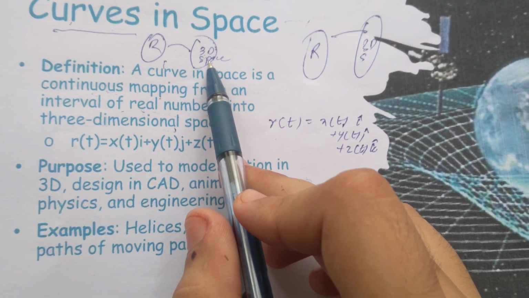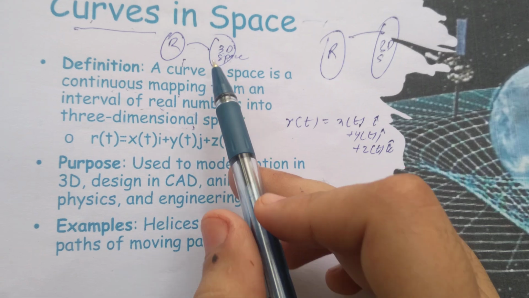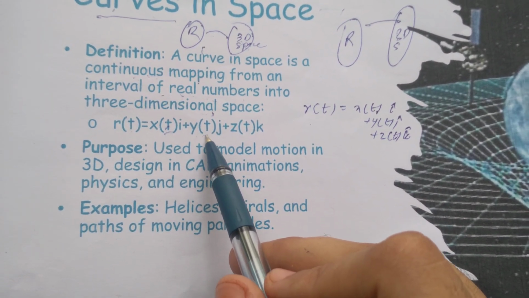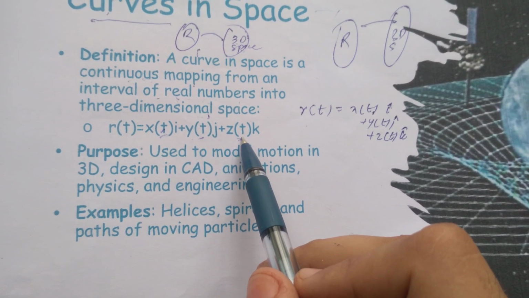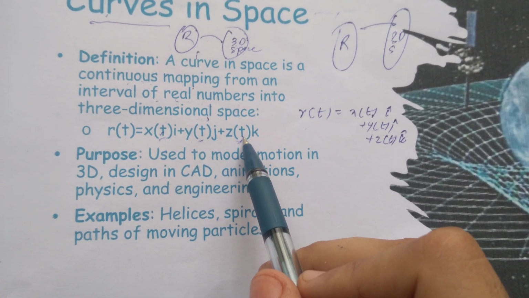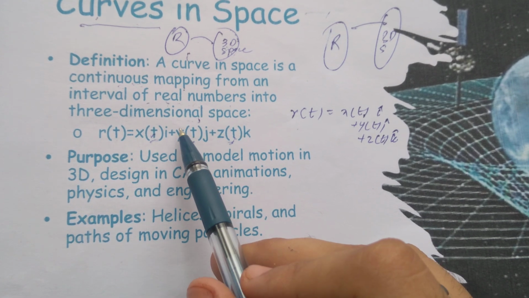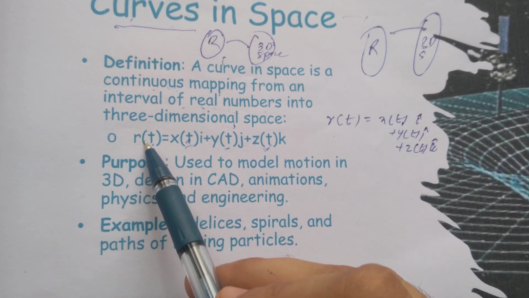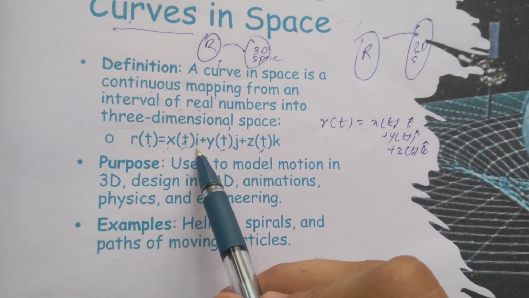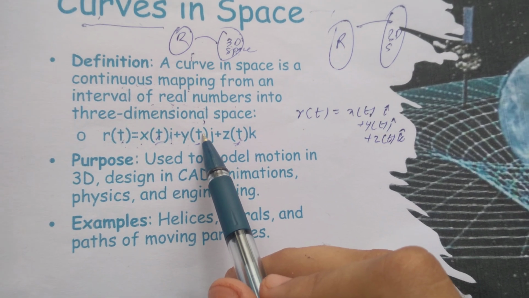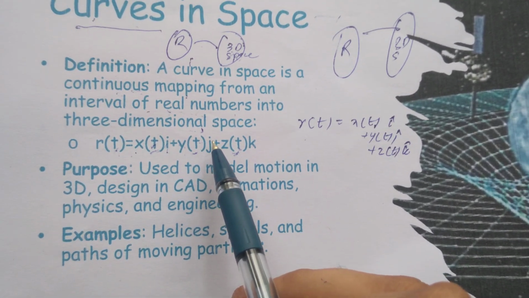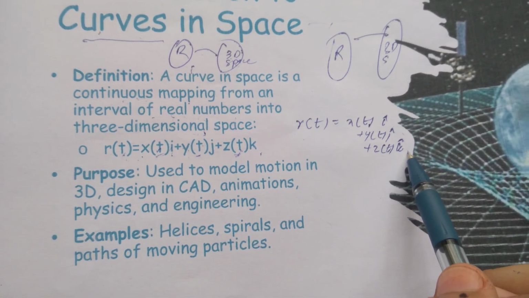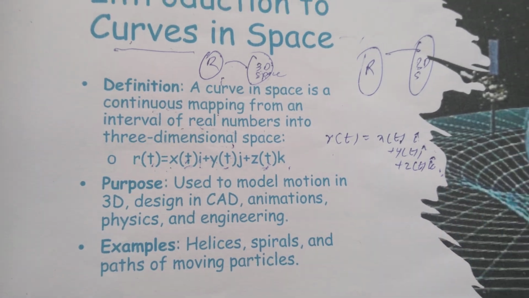Since it's a 3D space, it will consist of three coordinates, which are functions of a random variable t. So in mathematical form, it would be r(t) = x(t) i cap + y(t) j cap + z(t) k cap, where i, j, k cap are unit vectors along the x-axis, y-axis and z-axis.